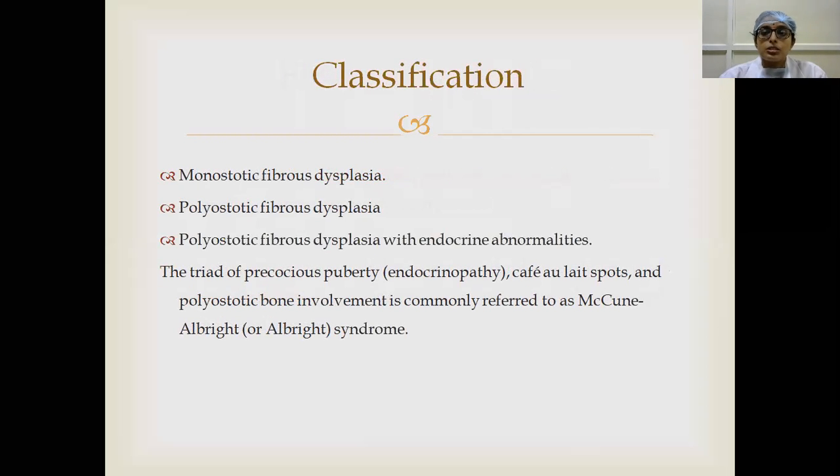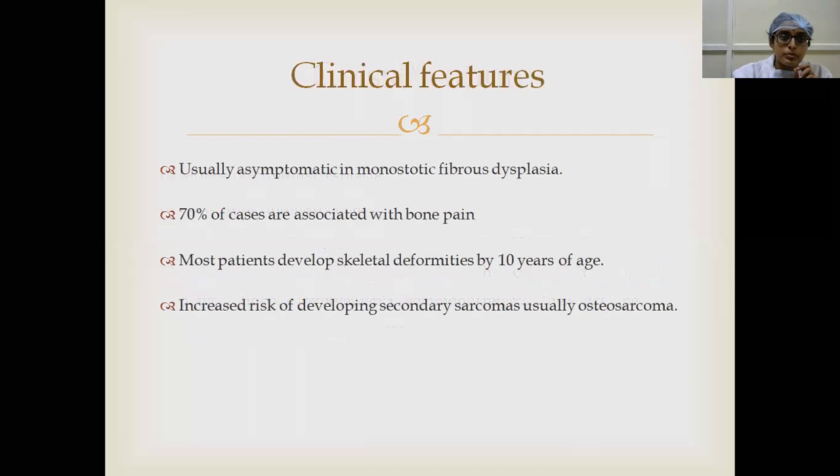So coming to the classification: monostotic fibrous dysplasia, that is, only a single bone is involved. If multiple bones are involved, it is polyostotic fibrous dysplasia. There is one thing called McCune-Albright syndrome. It can be asked as a 2 marks question in your university exam, and it is also an important PG bit. In McCune-Albright syndrome, you have polyostotic fibrous dysplasia with endocrine abnormalities resulting in precocious puberty, and café-au-lait spots are also seen. This triad is called McCune-Albright syndrome.